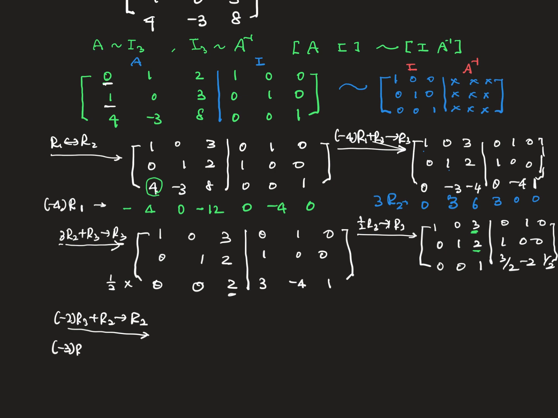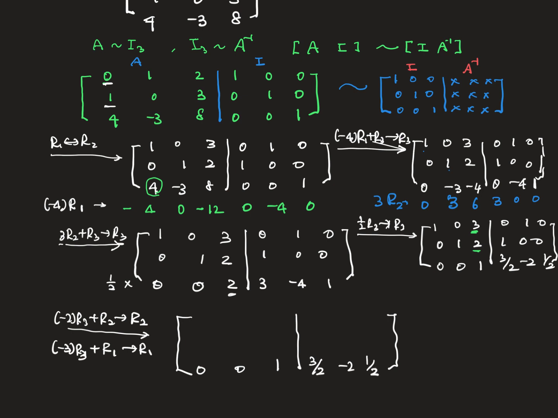Negative 3R1 plus R3 plus R1 go to R1. I'm pretty sure you can do it, guys. So, what are you going to change? And R3 doesn't change, right? 0, 0, 1, 3 over 2, negative 2, 1.5.